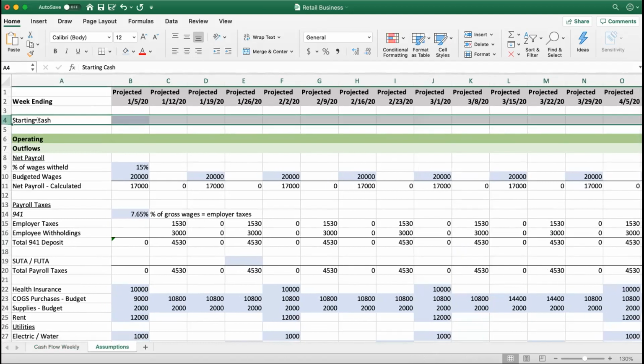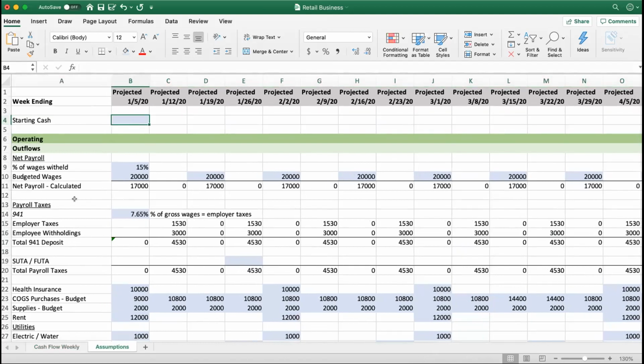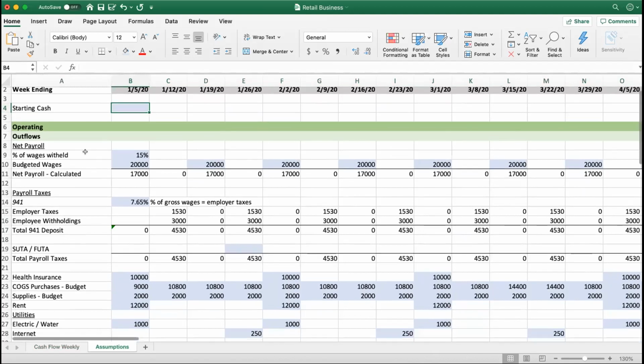Oh, starting cash I put. You can tell I use blue fill for wherever I'm going to put in assumptions. I've always found that to be handy. So here, net payroll, we've got budgeted wages. We're going to start with our budget.